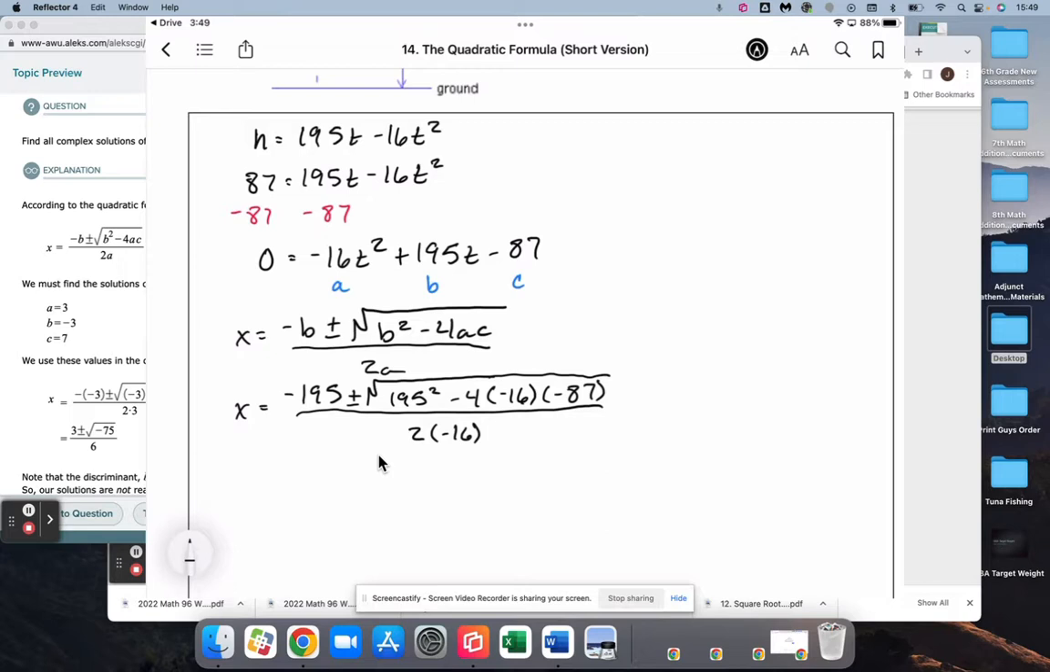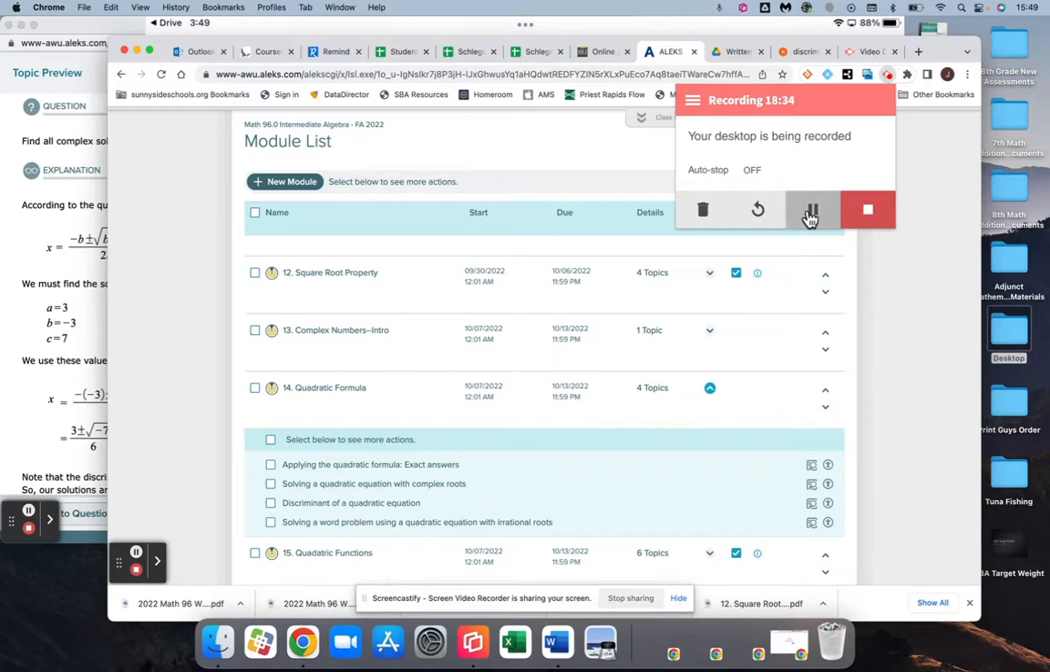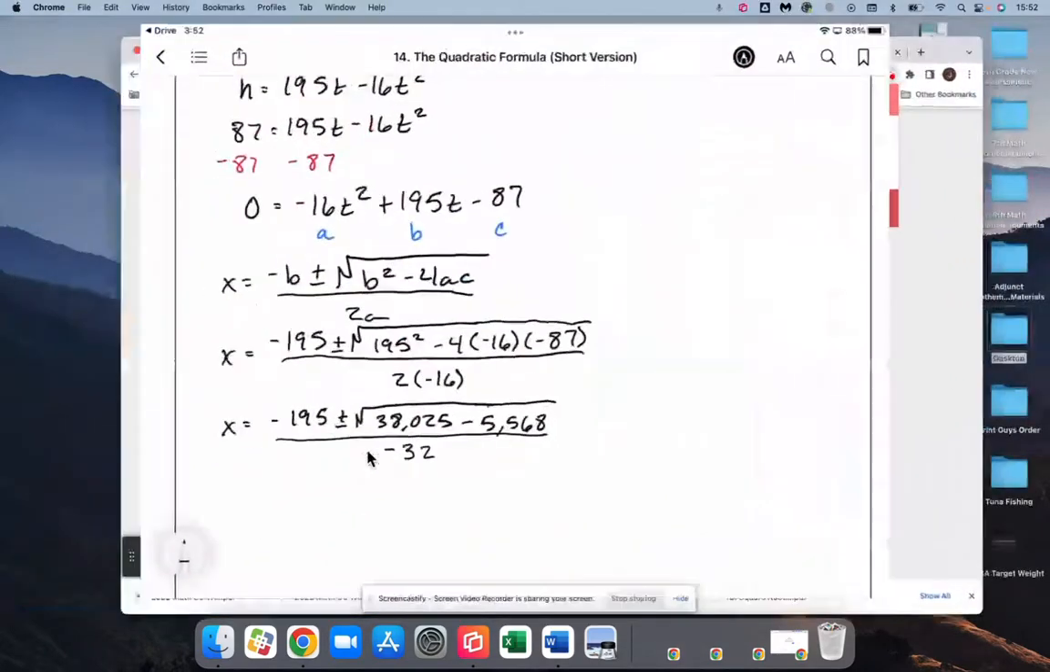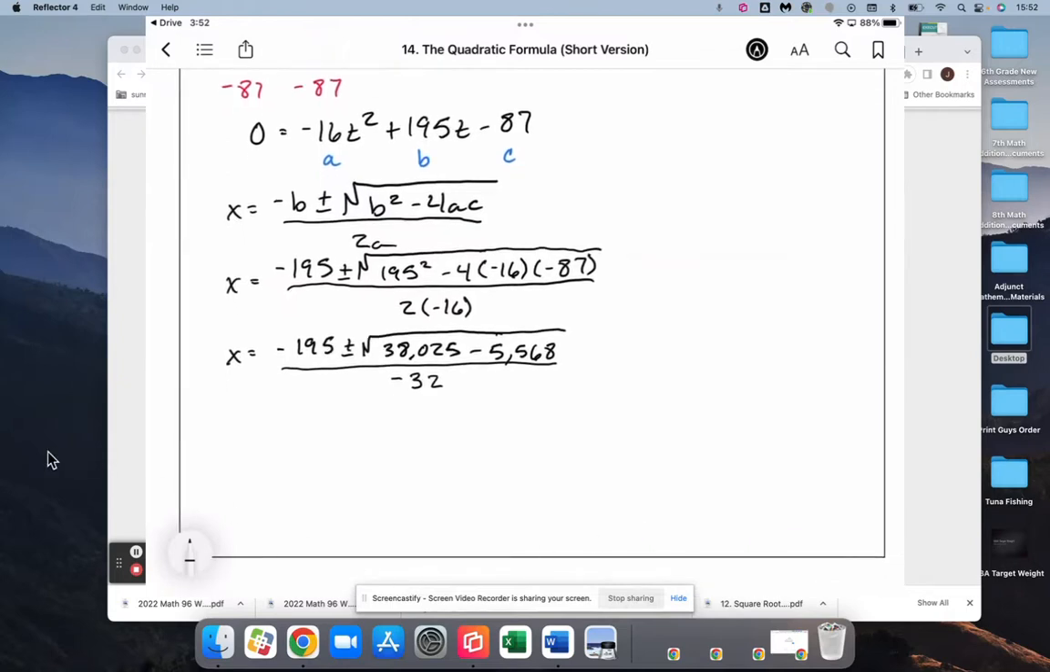Schlegel's going to be honest, Schlegel's going to use a calculator to figure out some of those things because I really don't feel like doing that by hand, and I hope that you do the same. I'll be right back after I do some calculation. All right, so I went ahead and did some calculations. 195 squared was 38,025, and then 4 times 16 times 87 is 5,568. It is negative because I have an odd number of negative signs there. And then a negative 32 in the denominator. So we'll continue with this.